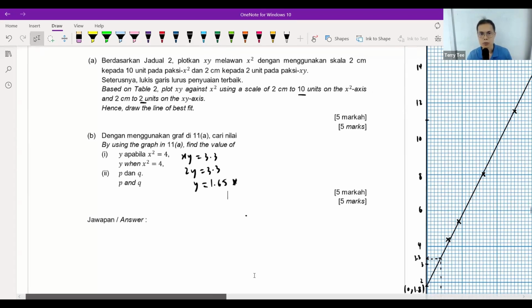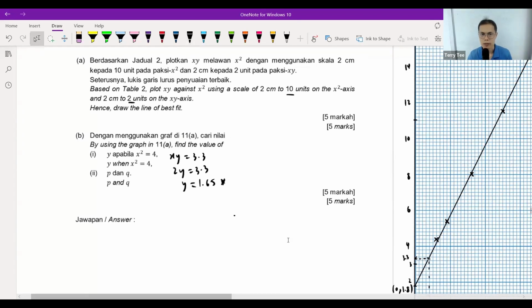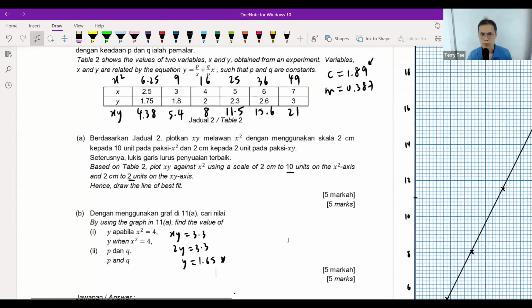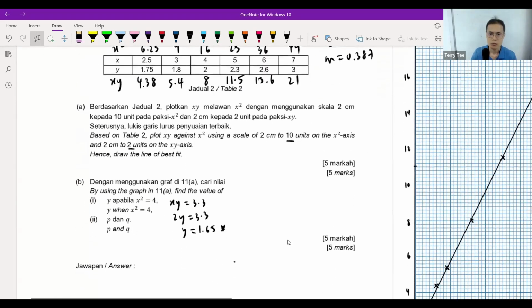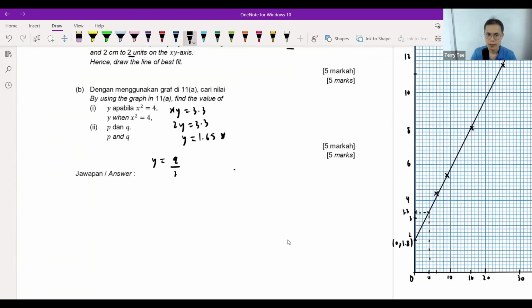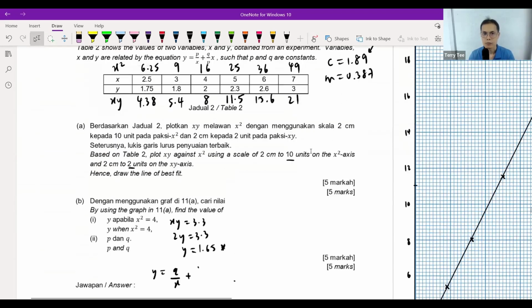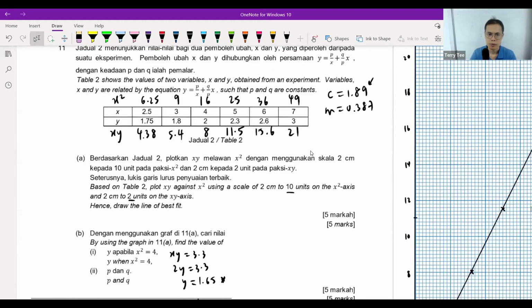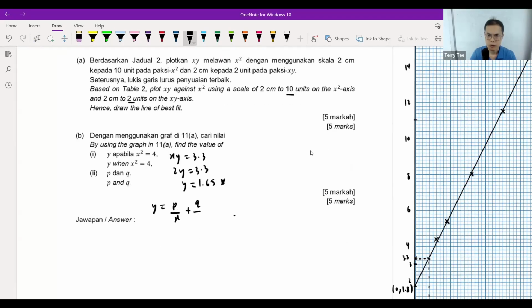The next part, we need to use your equation. Your original equation is y equals p over x plus q over p times x. We're going to multiply everything by x because I need to get xy. So xy is now q over p, x times x is x squared, and the p I put back. When you multiply by x, p over x becomes p, and q over p times x becomes q over p x squared. So this is now your big Y.